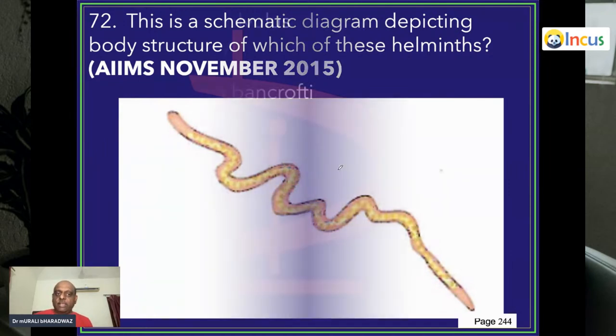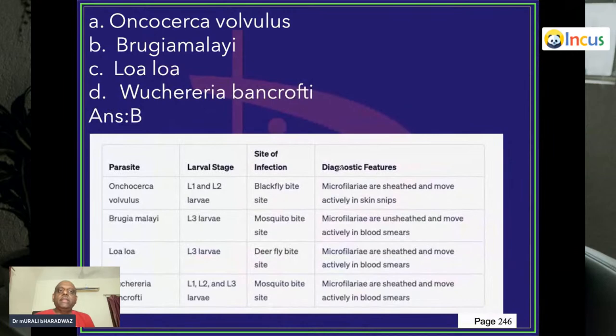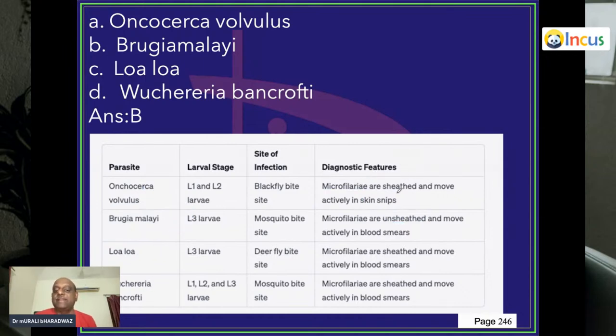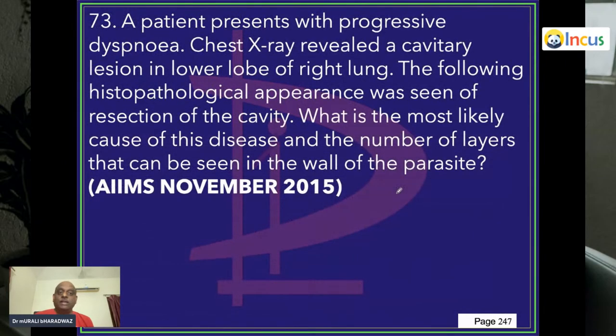Helminth is the question. So it is Brugia malayi. Brugia malayi microfilariae are unsheathed, whereas Onchocerca, Loa loa, Wuchereria bancrofti, they are all microfilariae which are sheathed. That is the difference.